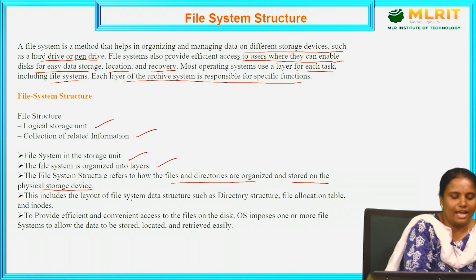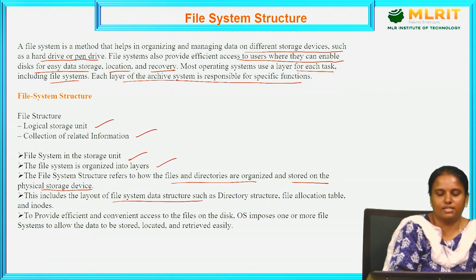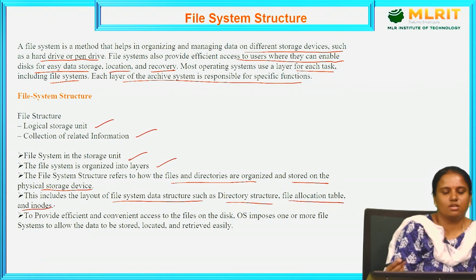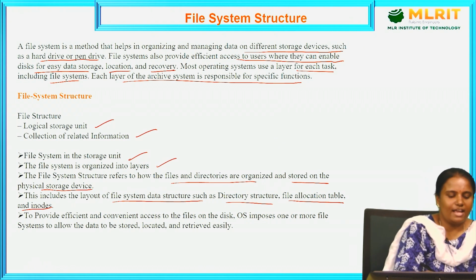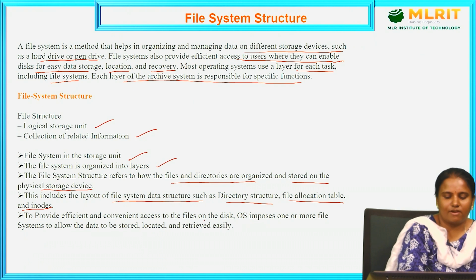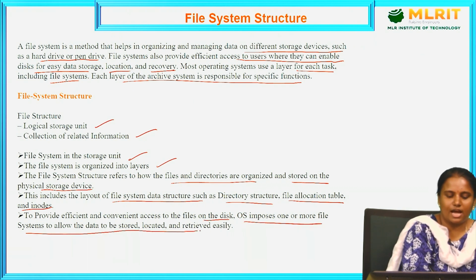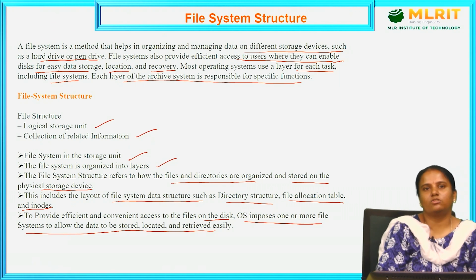This includes the layout of file system data structures such as the directory structure, file allocation table and inodes. So we are using the file system data structure, nothing but the directory structure and file allocation table, and we are using inodes to provide efficient and convenient access to the files on disk. The OS imposes one or more file systems to allow the data to be stored, located and retrieved easily from one system to another.